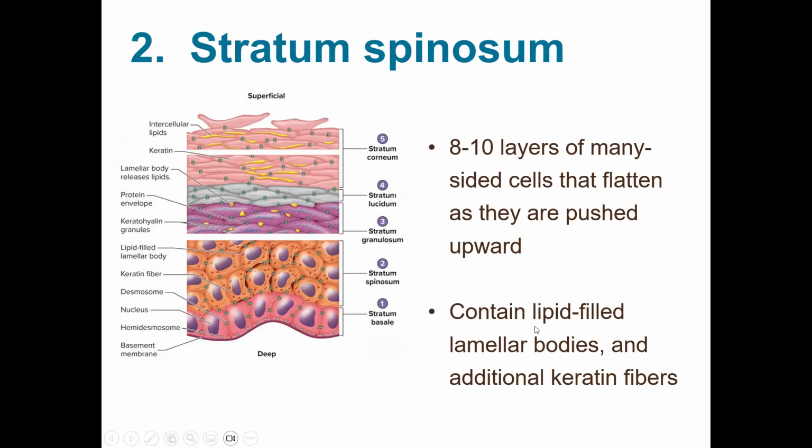It's going to start to produce these lipid-filled lamellar bodies. So that's what they're pointing to in these cells. And so these are little, you can think of them as organelles that are filled with fat. And so that's how we're going to be able to send some of our nutrients up to these higher layers. And they're also going to start to have some keratin fibers. This is the first place that we see keratin pop up.